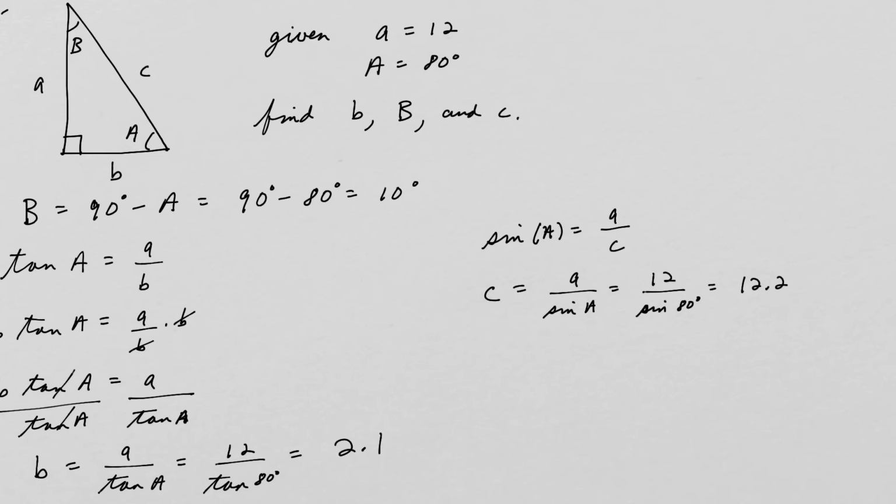Okay? Or what's another way we could do it? Well, now that I have little a and little b, I could use the Pythagorean theorem, right? I know that C is going to have to be the square root of a squared plus b squared. So in this case, C would be the square root of 12 squared plus 2.1 squared. And if you work that out, you're going to get exactly the same thing, 12.2. So you could do it either way. You could use trigonometry again, or you could use the Pythagorean theorem to find C.